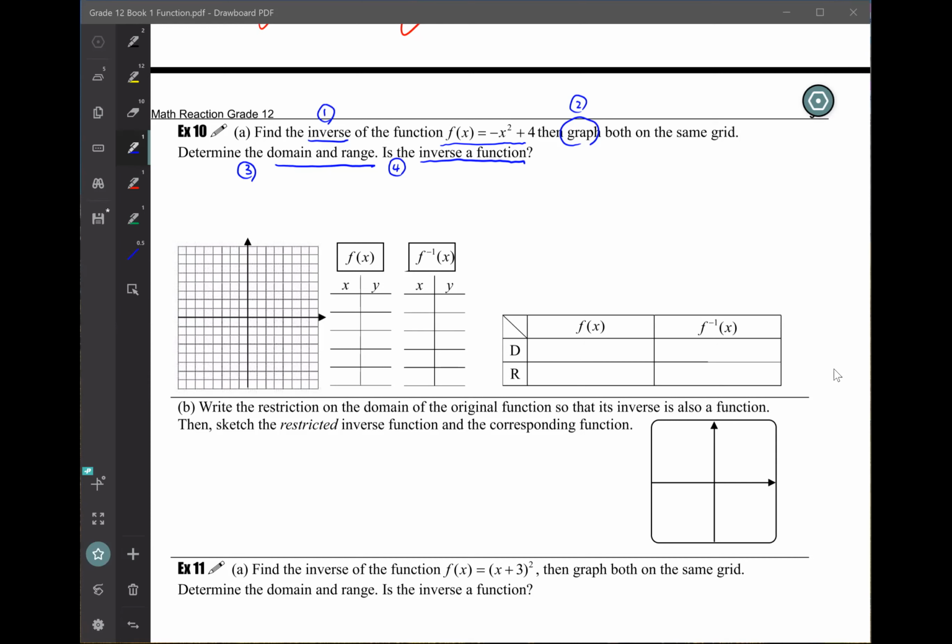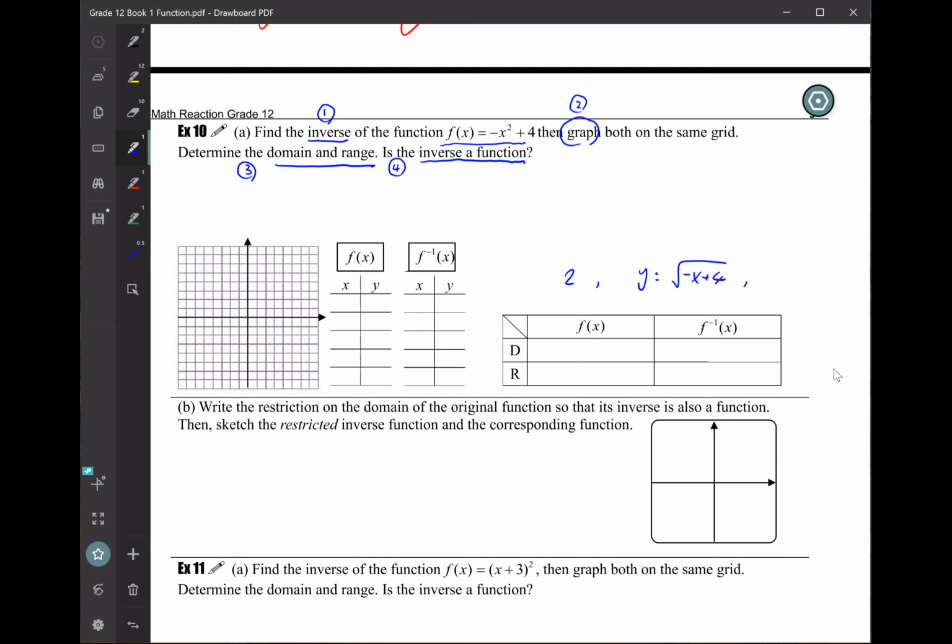Okay, let's check some answers. Tiana, what does your inverse function look like? 2. Just 2? Yeah. I don't know if I did something wrong, but I got 2. Oh, just equal to 2. Okay, interesting. Ray, what about you? It's probably wrong, but y equals square root of negative x plus 4. Okay, any other answers?